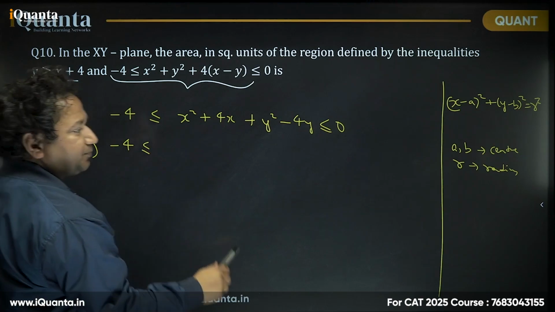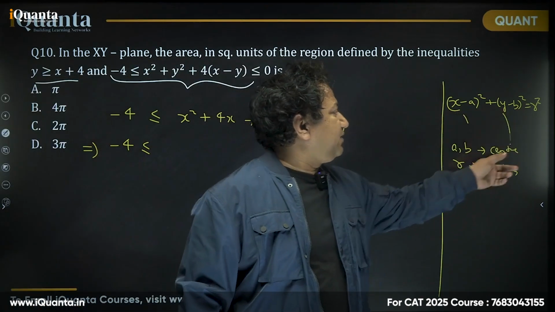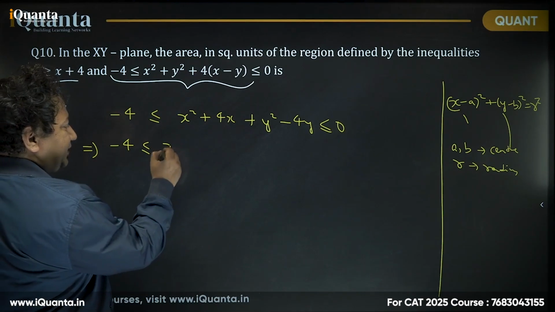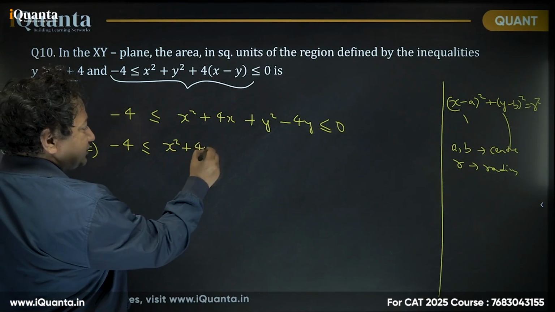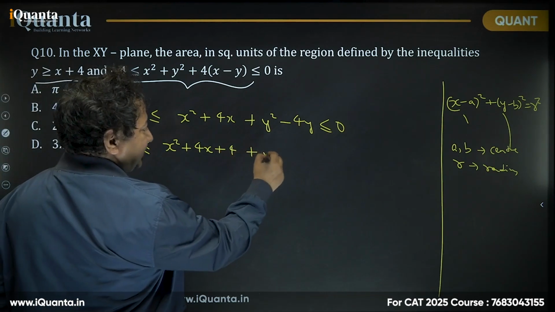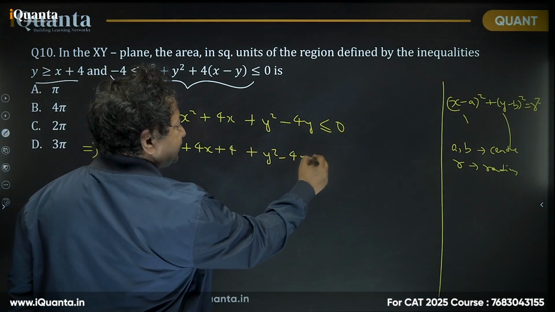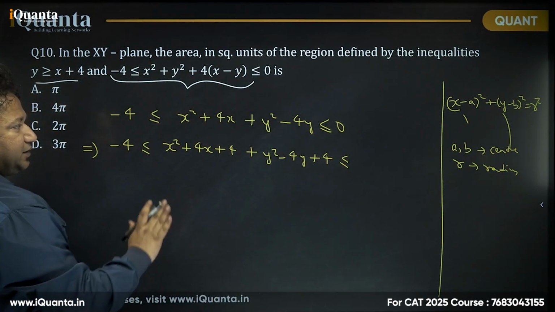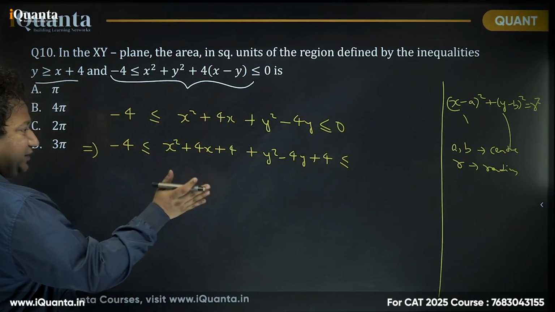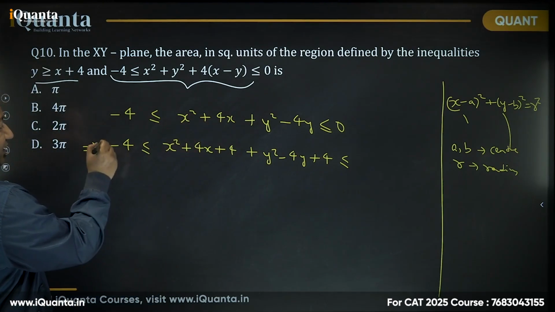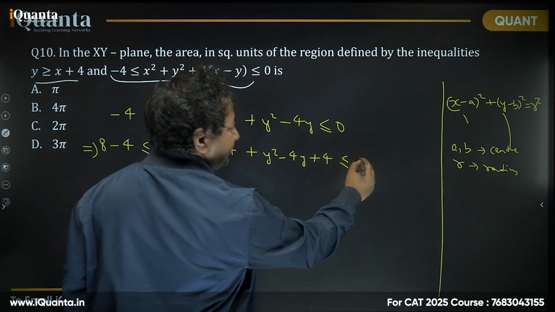So here we have perfect square terms. I need the perfect squares here. For x square plus 4x, what if I introduce plus 4 here, and for y square minus 4y, again introduce plus 4 here? Basically I'm making a perfect square. So I introduce plus 4 twice, so that is 8. So I need to add 8 to both the extremities of the inequalities, 8 here and 8 here as well.